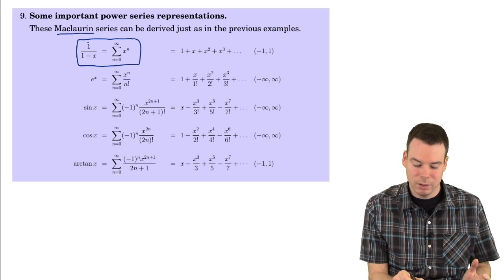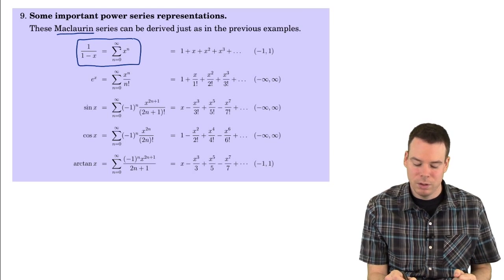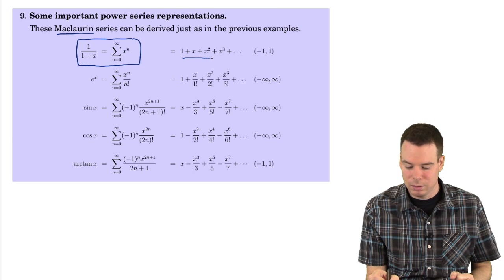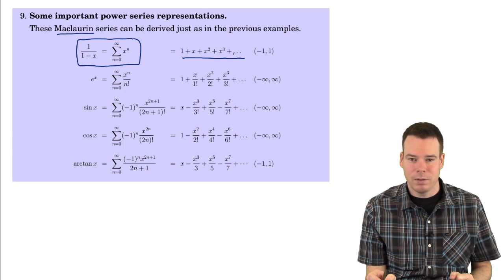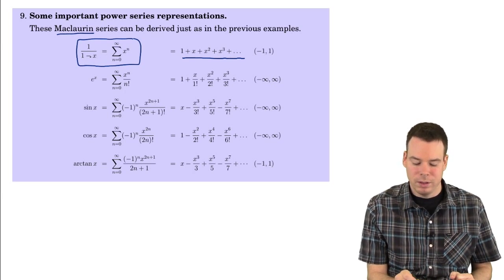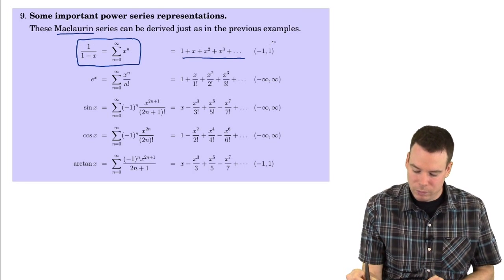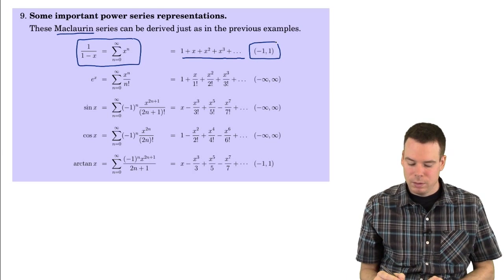For example, 2 is in the domain of this function, but 2 is not a value for which the series converges. I can plug 2 into the series written out here in full, and I see that I get 1 plus 2 plus 4 plus 8. That's a divergent series. So the equality doesn't hold on the entire domain of the function. It holds on some restricted interval. That's what we've listed over here. So we have to be careful.